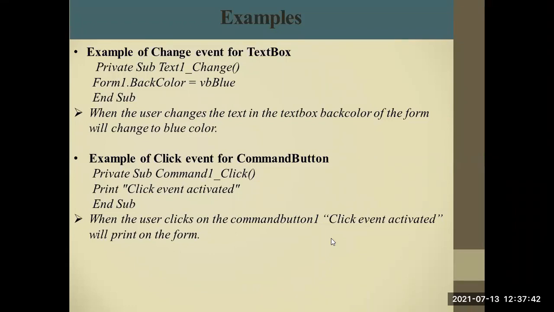Okay. So what we are doing now is changing the background color. I'm changing the Form1 background color, using Form1.BackColor equal to BB. So when the user changes the text in the text box, the back color of the form will change accordingly. Automatically, when you perform this change, the background color will also change for the user. Similarly, we have a second example here.